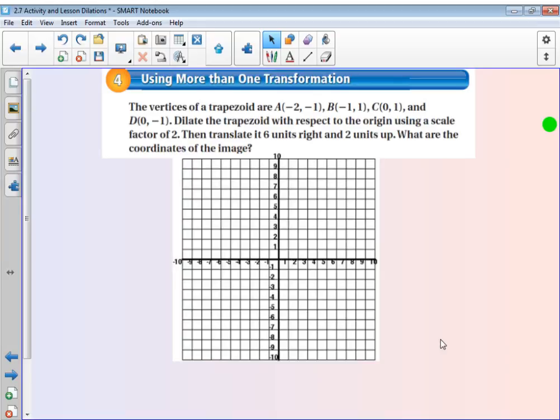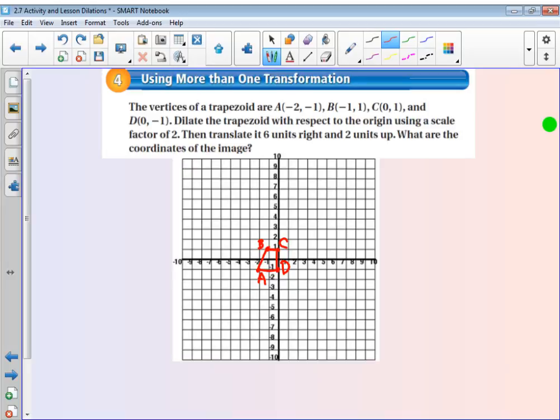So it says the vertices of a trapezoid are -2, -1. So over to -2, down to -1. B is going to be over to -1, up to +1. So there's our B. C is 0, 1, so over to 0, up to 1. There's our C. And 0, -1, so over to 0, down to -1. There's our D. So here's our trapezoid, which is a four-sided figure that has one set of parallel lines.